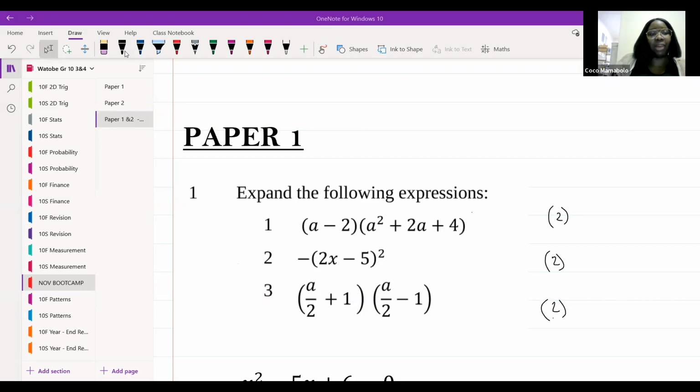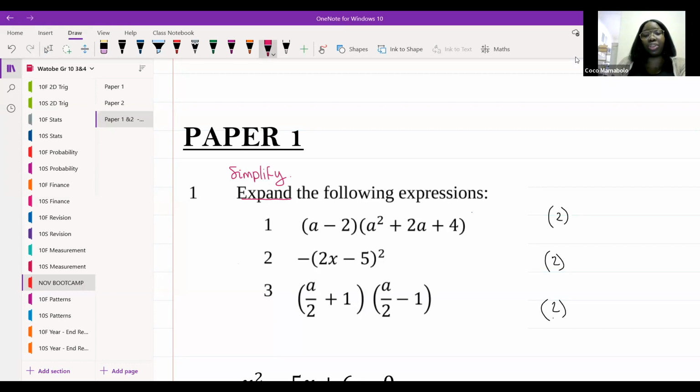Okay, let's get into these questions over here. The instruction here says expand the following expressions. We can also think of expand as the word simplify, which basically means take away the brackets, make it as simple as it possibly can look. No brackets, because brackets means we still need to multiply.